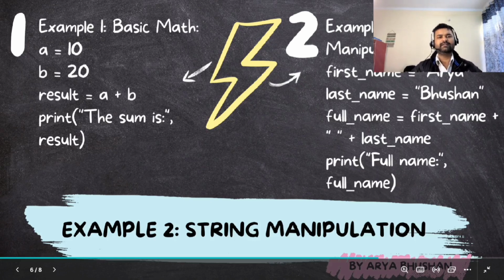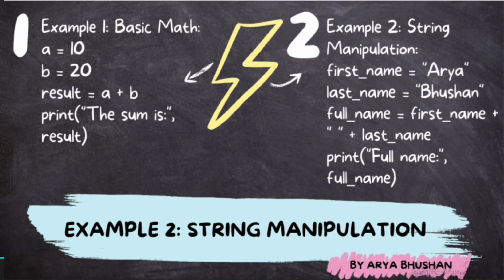Now let's look at how variables are used in programs. Here we have two examples. In the first example, we are doing basic math, where we assign variables a and b two values. And we have another variable called result, which will provide us the sum of a and b, which we can print later. In example 2, we are doing string manipulation, where we are using three variables and printing the full name. We will see this later in our demo session.